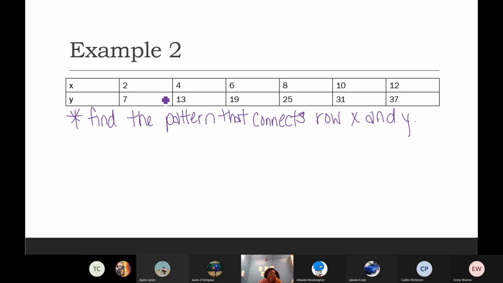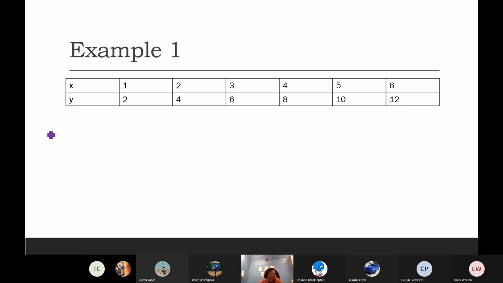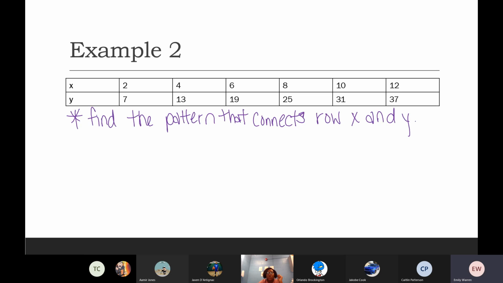Guys, did you guys draw this table or were you writing this one? Somebody come on the mic and let me know. Were you drawing this table or this table? I was drawing that one. Okay, so I will do this one then. This is a harder one, but we'll do this one.